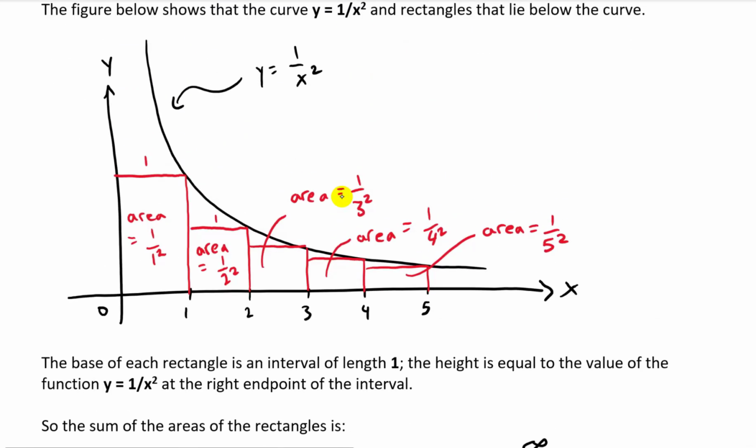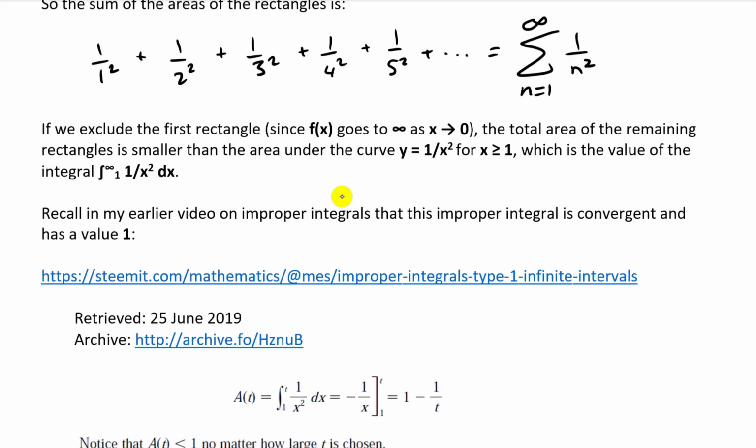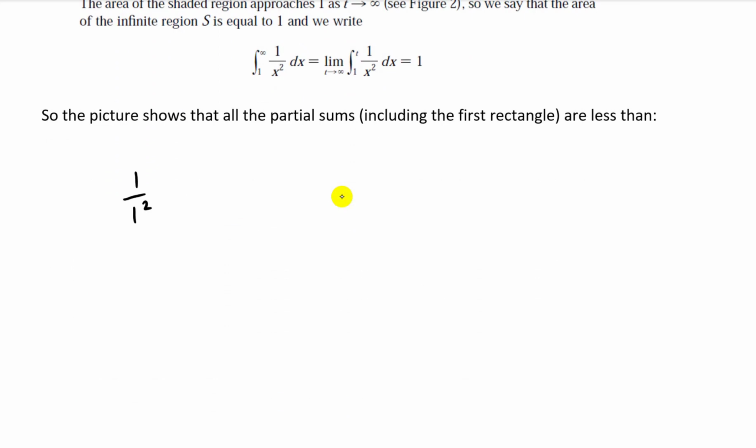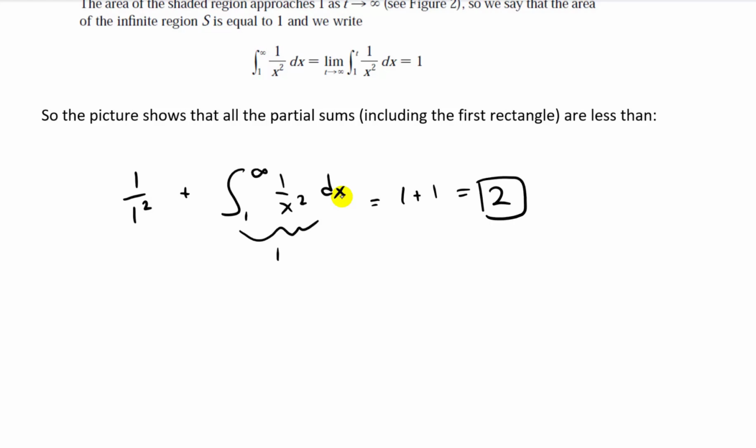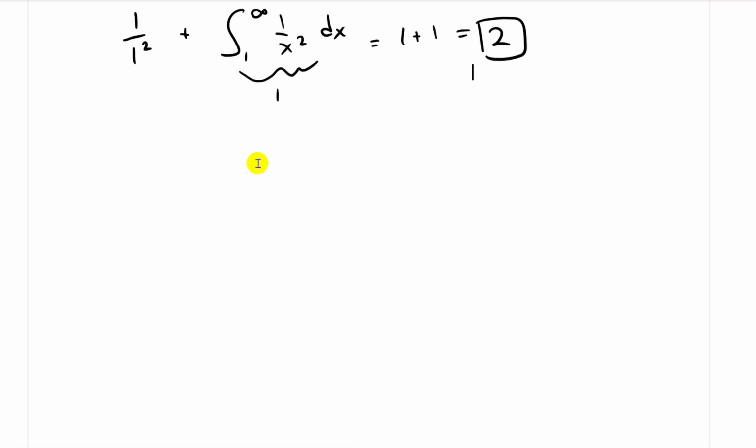So the area underneath this curve here. We're going to add this up: the first area plus the area underneath the curve, which is the integral from 1 to infinity of 1 over x squared dx, and this one is equal to 1. Then adding these up, that's just 1 plus 1 equals 2. So the total area of those partial sums has to be less than 2.